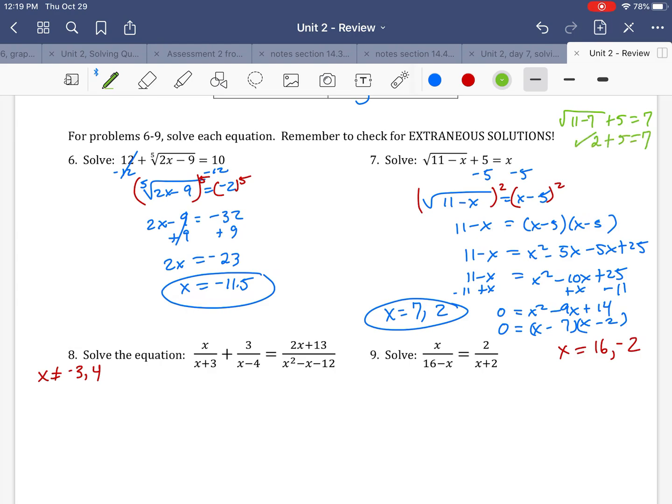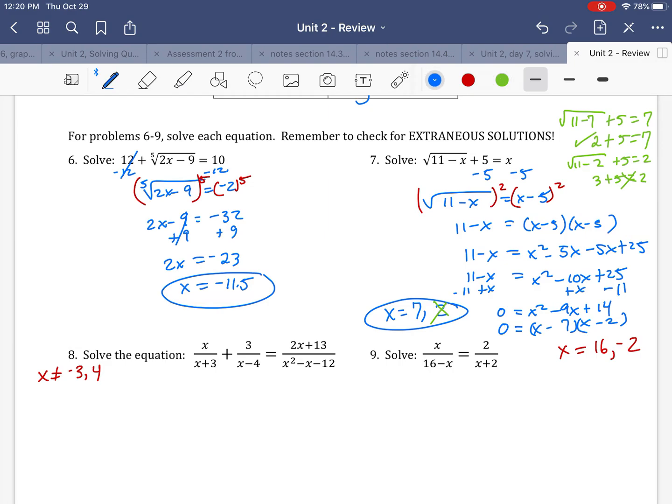So that one's okay. The next one I would do square root of 11 minus 2 plus 5, does it equal 2 again? So square root of 11 minus 2, that's 9, so that would be 3 for the square root. 3 plus 5 equals 2, and no, it does not. So 2 is an extraneous solution. 7 is the only answer.